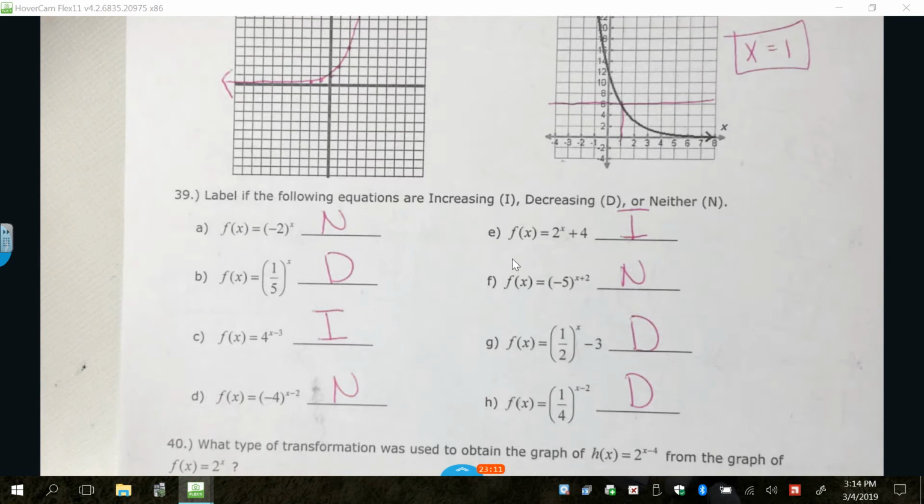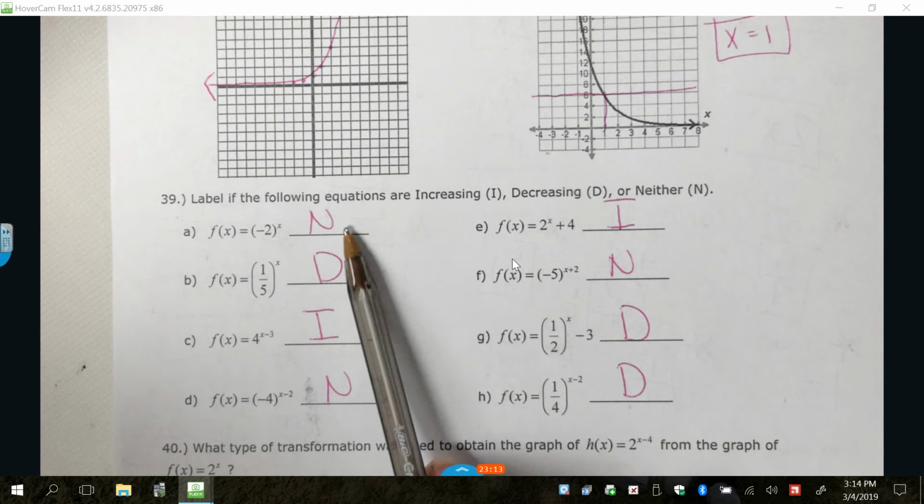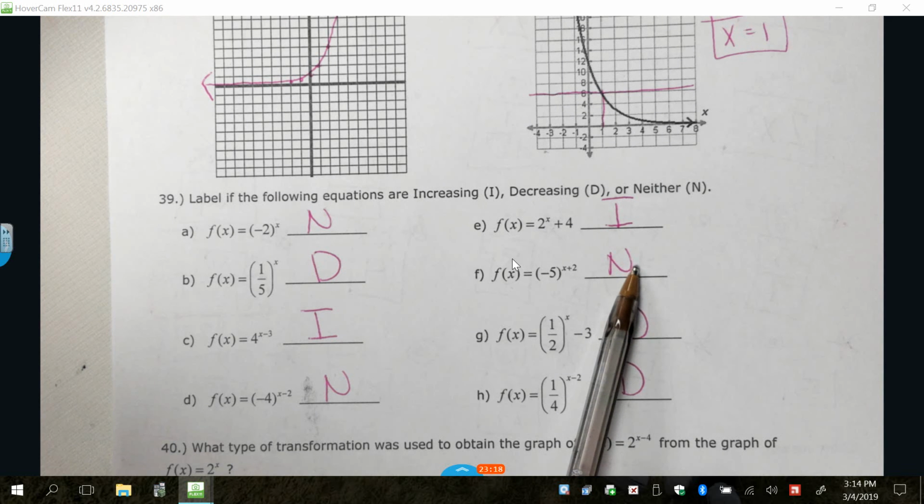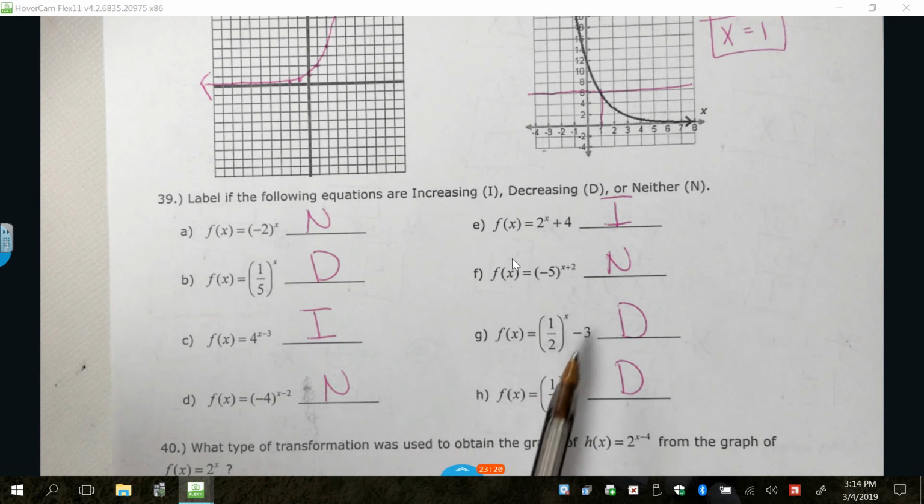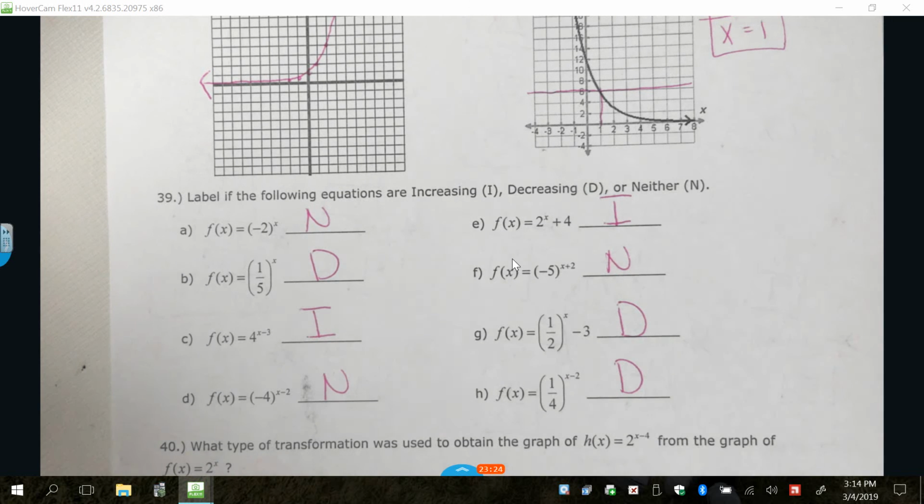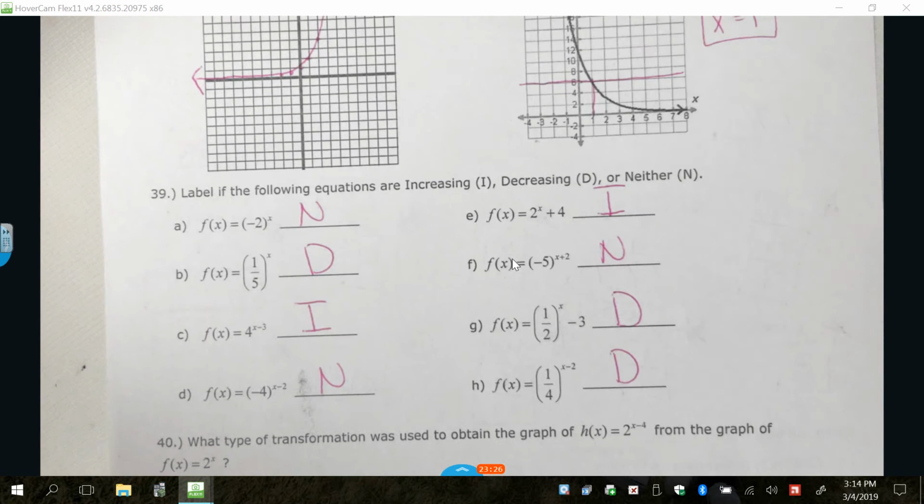One thing I do want you to take notice of is all the ones that are neither have a negative inside of the parentheses with an exponent. All the ones that say decreasing have a fraction inside the parentheses with an exponent. Okay? Just something to think about.